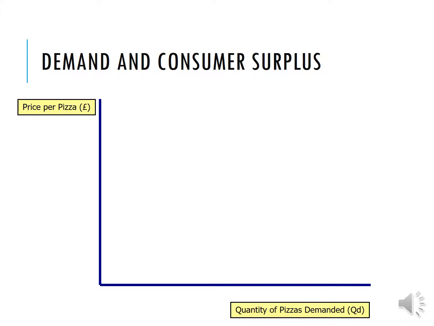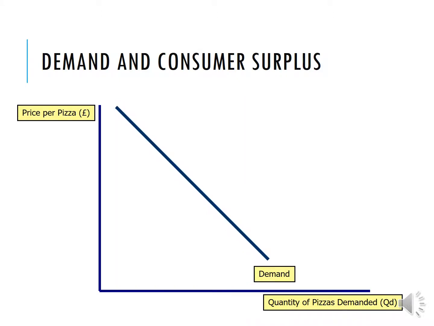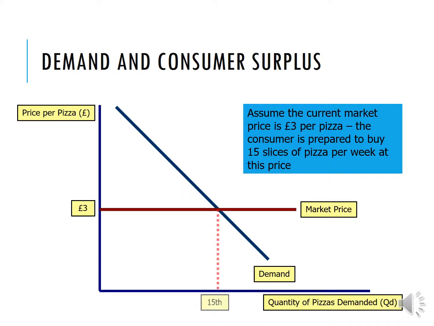And so we can use a demand curve here to measure the welfare or value that consumers are getting above and beyond the market price. Let's have a look at this diagram here with price per pizza and the number of pizza slices consumed. Here's our demand curve. We're going to say that the current market price is £3 per pizza. And at that market price, I would be prepared to consume 15 slices of pizza.